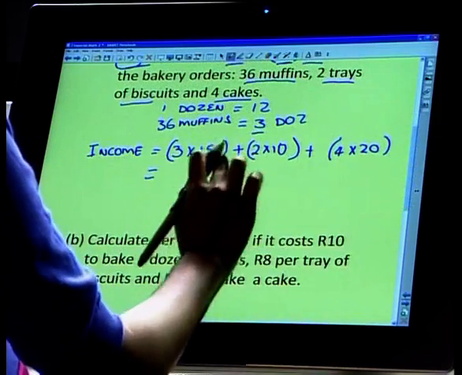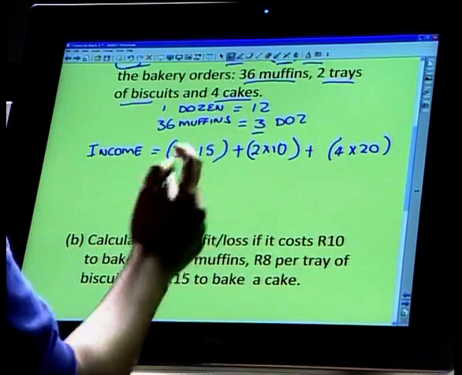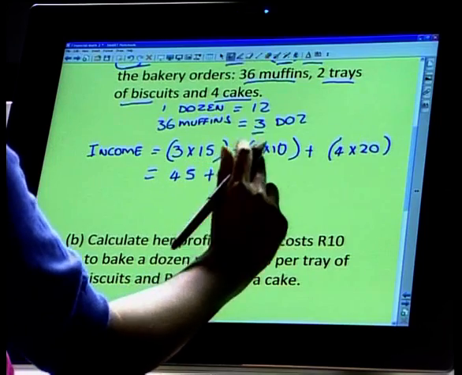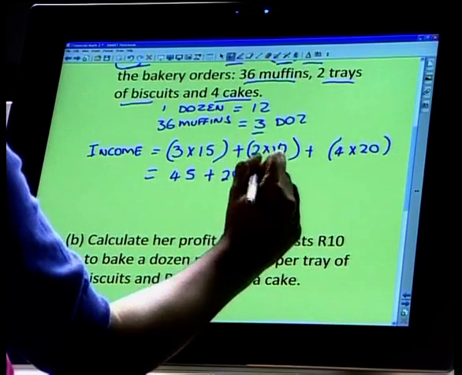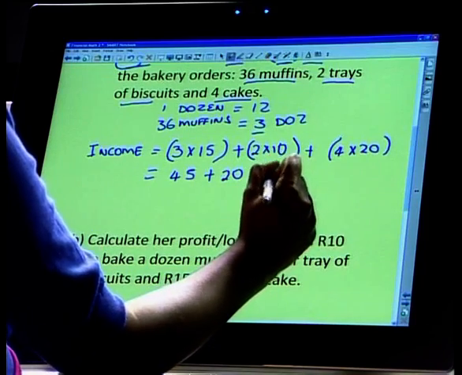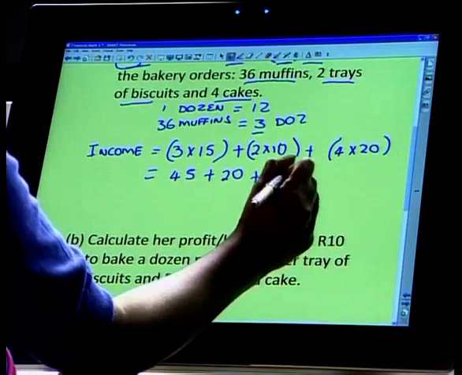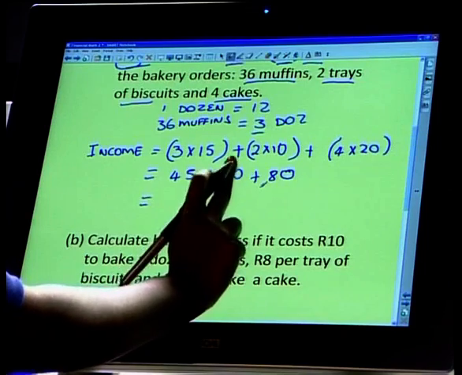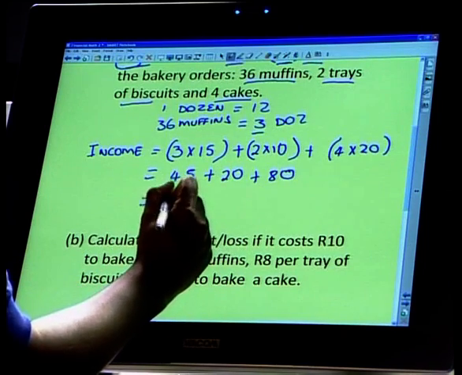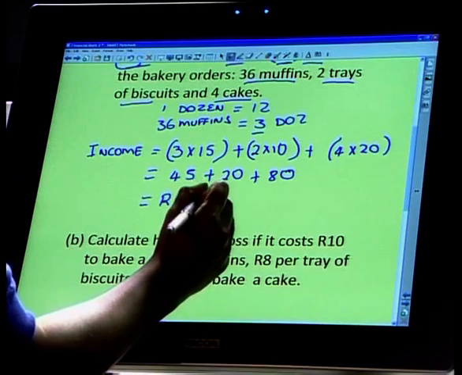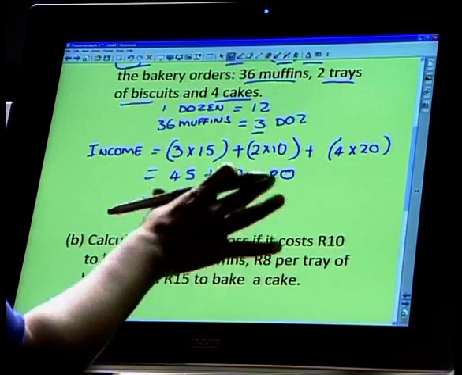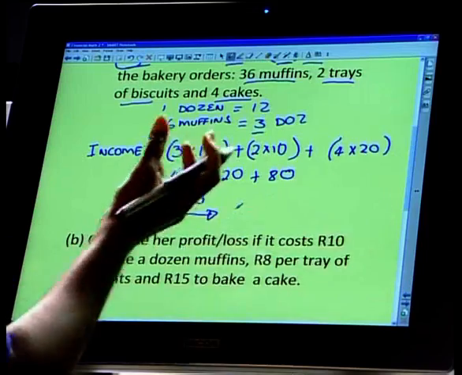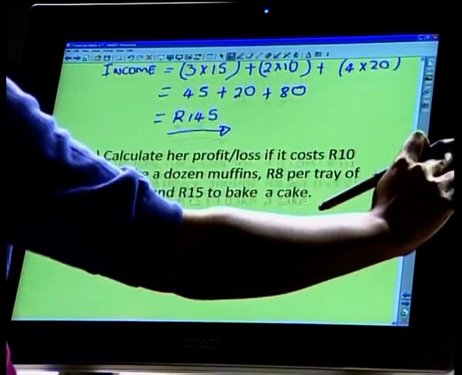You can then work out each of these brackets individually. 3 times 15 will give me 45. 2 times 10 just gives us 20. And 4 times 20 will give me 80 Rand. Simply add all of these numbers together. 20 plus 80 is 100. 100 plus 45 will give me 145 Rand. So in this order, she is getting an amount in of 145 Rand. That's how much she's getting when the bakery orders that amount from her.